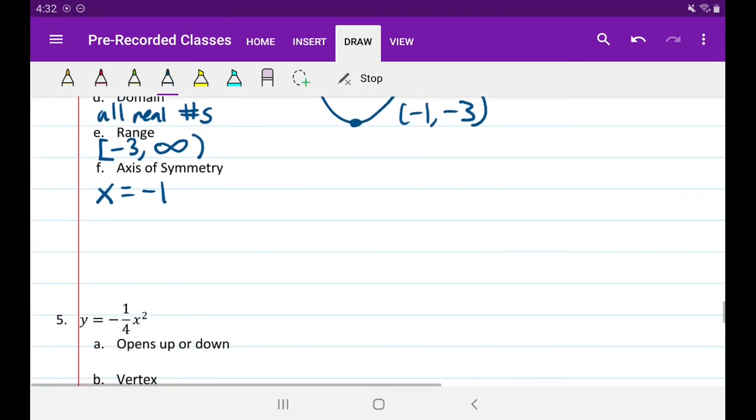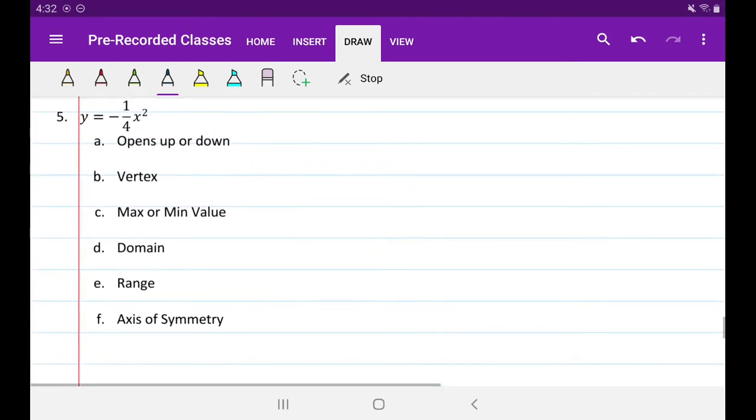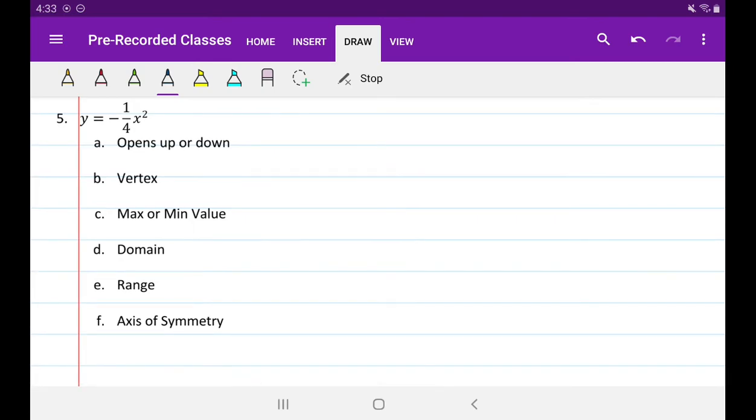So going on to number 5. Okay, so this one doesn't have a B term or a C term. So for that case, you can think about those as being 0. And so that'll affect a little bit what we do with our formulas. Now, notice that our A term is -1/4. Okay, so we've got our first negative value, so this one is going to open down.